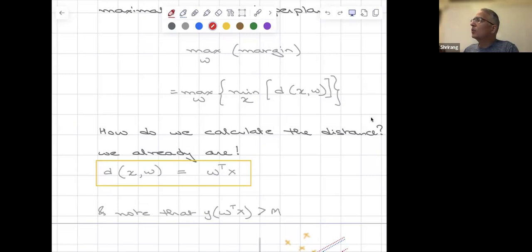Except out there, we were only interested in the sign. So we were just saying, is it less than 0? Is it greater than 0? Now, of course, we want it to be greater than 0. But we want to do this calculation. We want to say, for all the points, calculate this Y times W transpose X, choose the minimum one, and I want to maximize that, right? Did you guys online follow that?